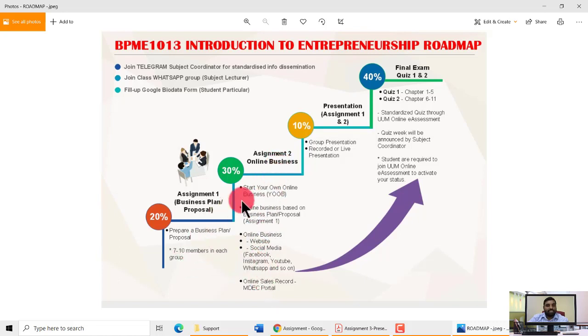Assignment 1 and assignment 2, you have to do concurrently. And from assignment 1 and assignment 2, you have to prepare a presentation. Then the final exam. It's not a final exam actually, it's quiz 1 and quiz 2. It's just a replacement. So quiz 1 covers chapters 1 to 5, we will announce the date, and quiz 2 covers chapters 6 to 11, through e-assessment.